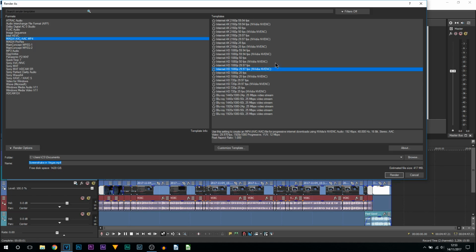So you can see it even supports all the way up to 4K, and the format is Magix AVC AAC MP4. So what you're seeing, the ones with the Nvidia next to it, they are the faster rendering times. So for example, right here, it's Internet 1080p, 59 frames per second, which is basically 60 FPS, and Nvidia. The one above it doesn't support the Nvidia, so it will be a slower render time.